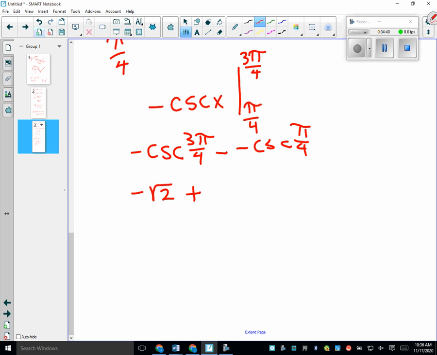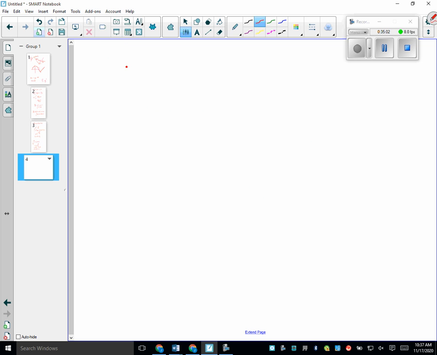Plus, what's the cosecant of pi over 4? Radical 2? What's the sine of pi over 4? Where's pi over 4 again? Radical 2 over 2. Okay, and so cosecant, why did we take the 2 away? Inverse, so 2 over radical 2, which would be.